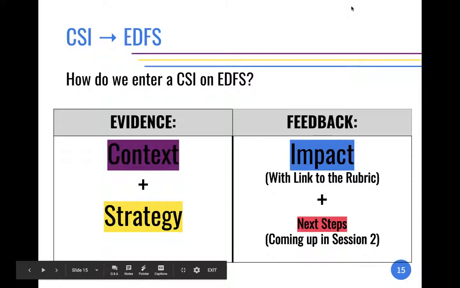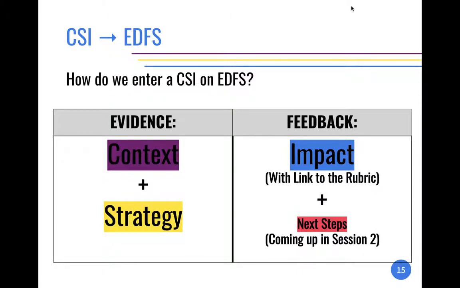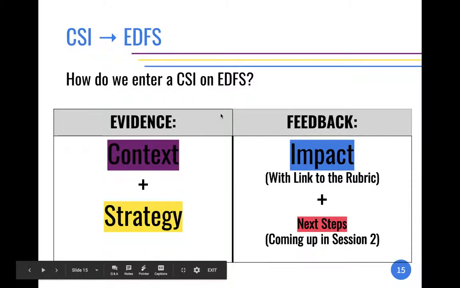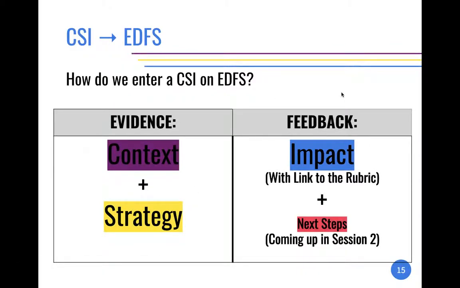Okay, so what might this look like in EDFS? And I know we're in the middle of transitioning to TeachPoint. So this will be updated so you can think about what this would look like in TeachPoint. But for now, how would we enter this into EDFS? So often I put the context and strategy in the evidence box, and then I put the impact with the link to the rubric into the feedback box.